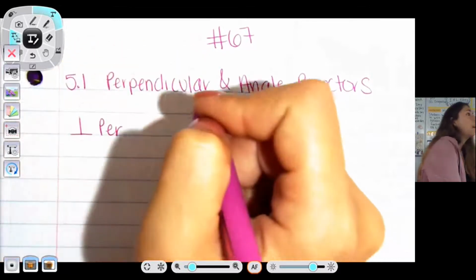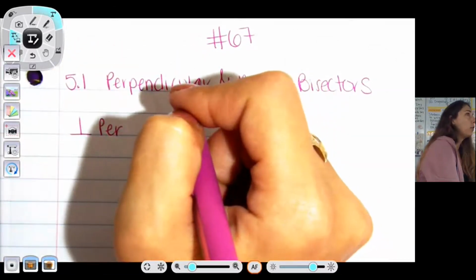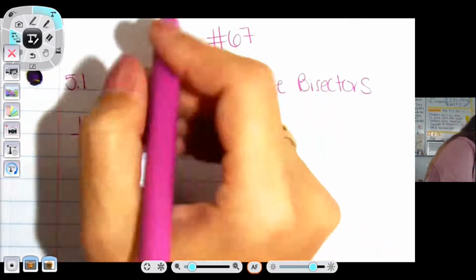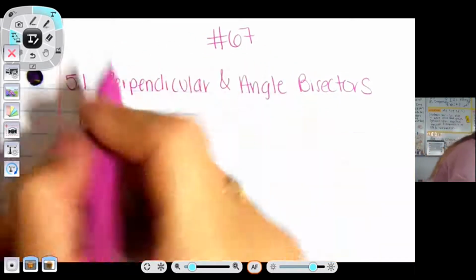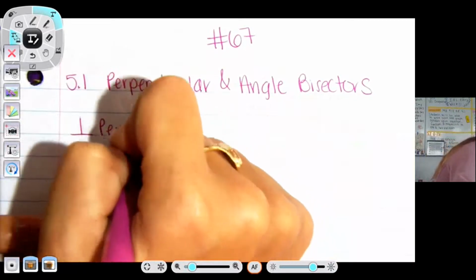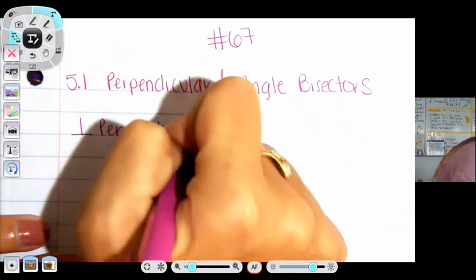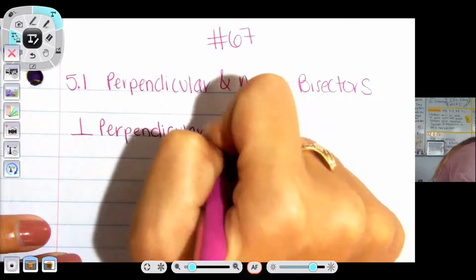That means like angle D is congruent to angle E, or like side AB is congruent to DC. Okay, anyways, perpendicular bisectors.